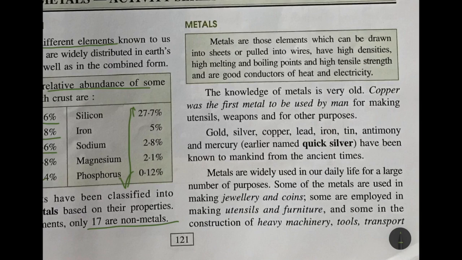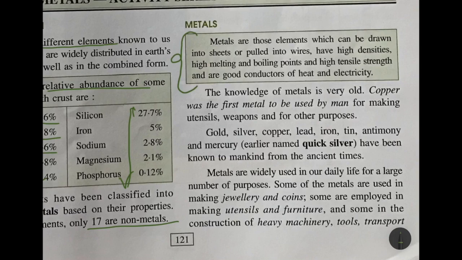Now, when we talk about metals, I think you learnt in the lower classes that metals are the elements which can be beaten into thin sheets without breaking or made into wires. They have very high densities, and you have to heat them to a very high temperature before they melt, and they have an even higher boiling point. They have high tensile strength, which means you cannot pull them apart. They are very strong, and of course they are very good conductors of heat and electricity. So I just explained what is there in this box.